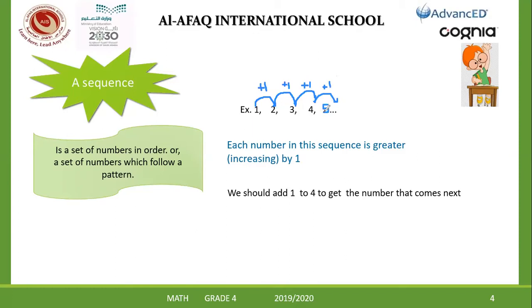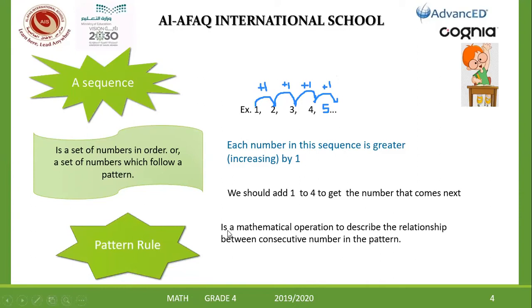So add 1 is called what? Pattern rule. What is the meaning of a pattern rule? It is a mathematical operation to describe the relationship between consecutive numbers in the pattern. So finding this pattern rule, add 1 or plus 1, is called the pattern rule, a mathematical operation to describe the relationship between these numbers.